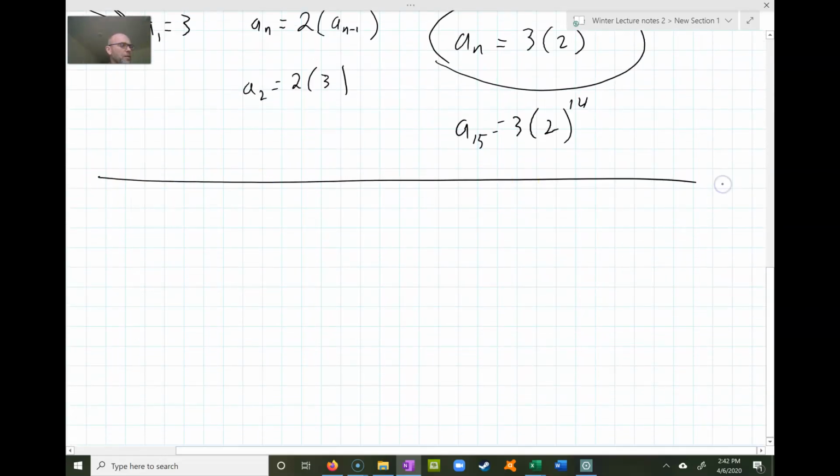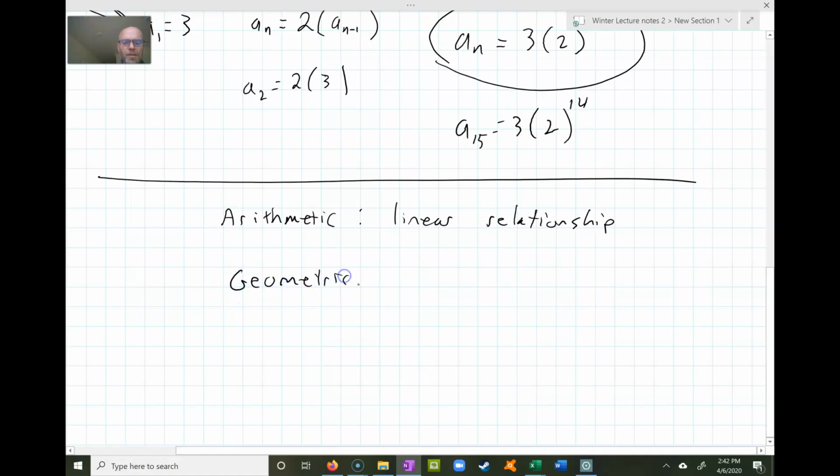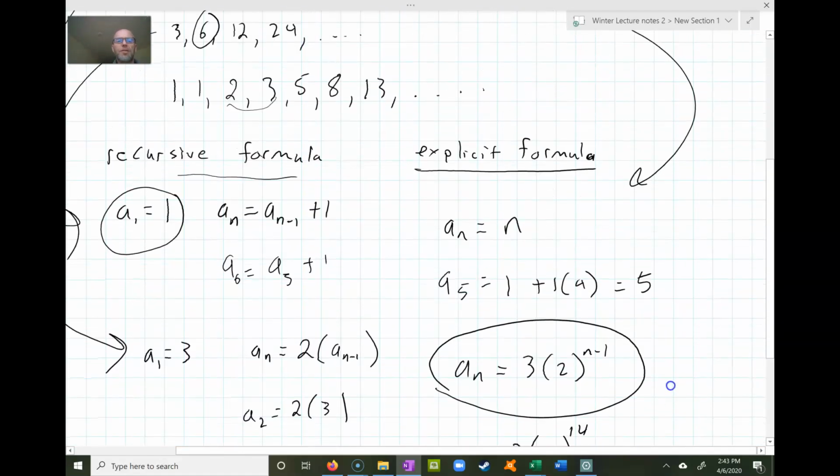The second part of this video is I want to talk about two really well-known types of sequences, and I just showed you an example of each. There's the arithmetic, which is basically a linear relationship. And then there's geometric, and that's going to have an exponential relationship. Okay, so the example up above was this first one.